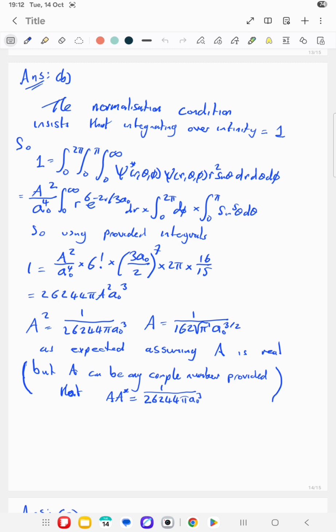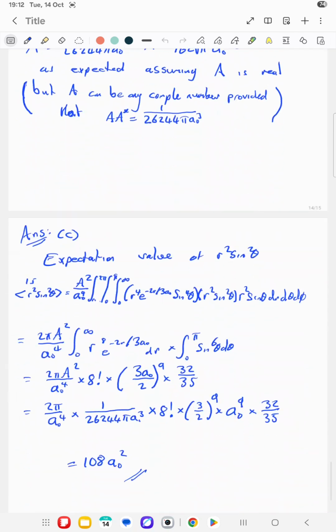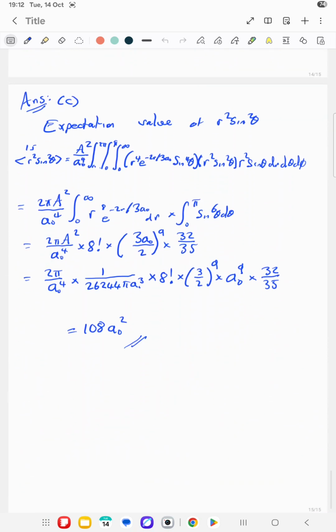And just to add a little note beneath that. Right, moving on to answer C, the final part. The expectation value of r squared sine squared is here. We take the expectation, which is the integral, and we go through this. We're given these integrals anyway, which goes to 108 times the Bohr radius squared.